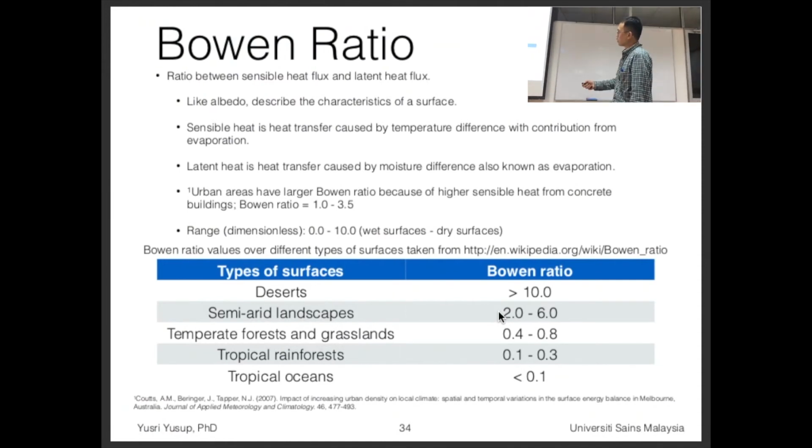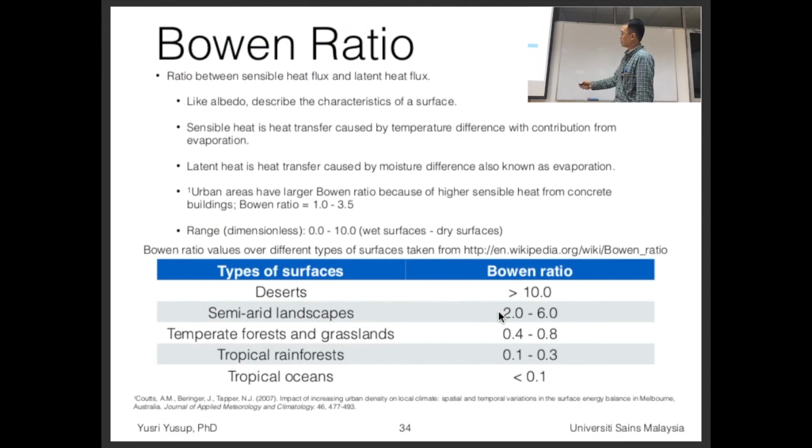So the range of the Bowen ratio is not from 0 to 1, but it's still dimensionless. It's from 0, wet surfaces, meaning very high water content, to 10, dry surfaces, very low water content or no water content at all. Bowen ratio values over different types of surfaces, taken from, I think, Wikipedia, you can find. So these are the values.